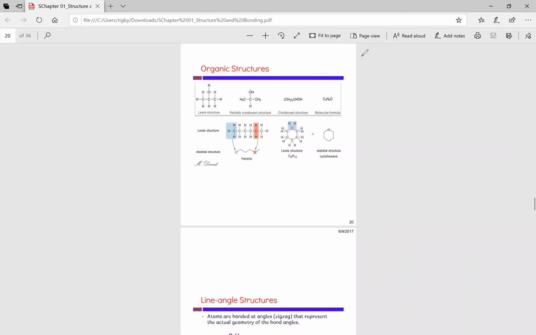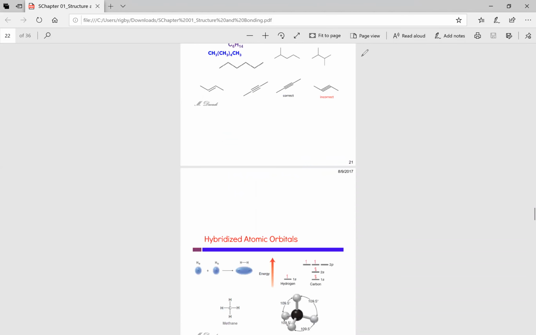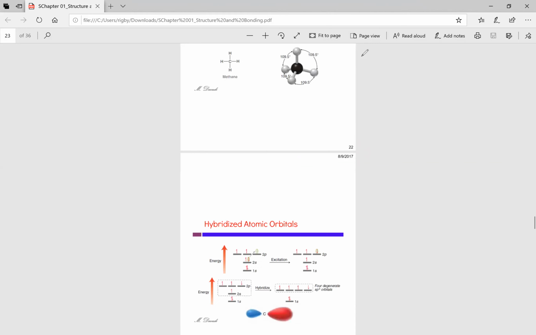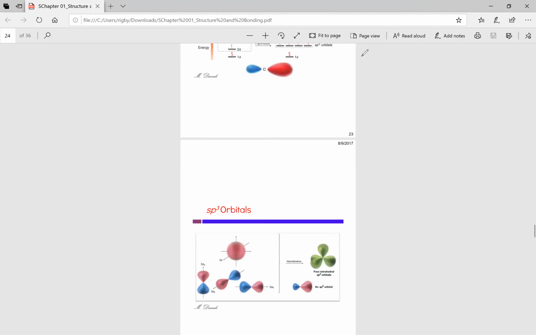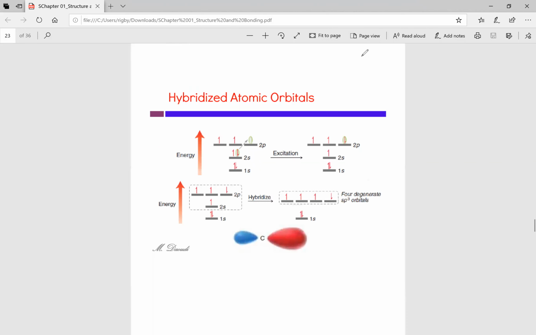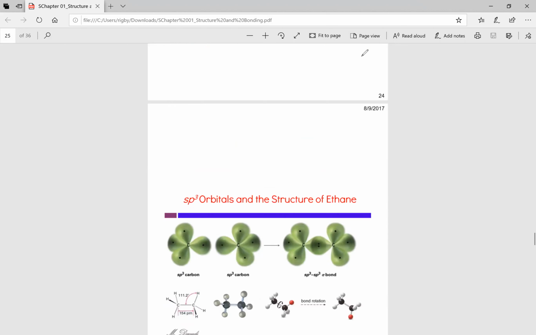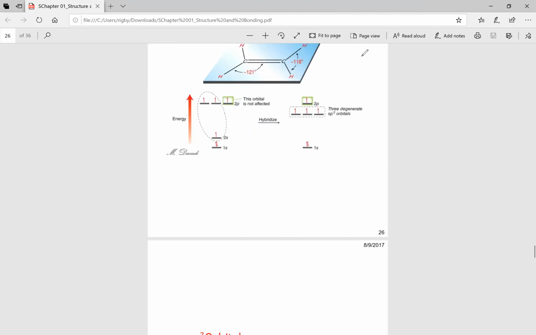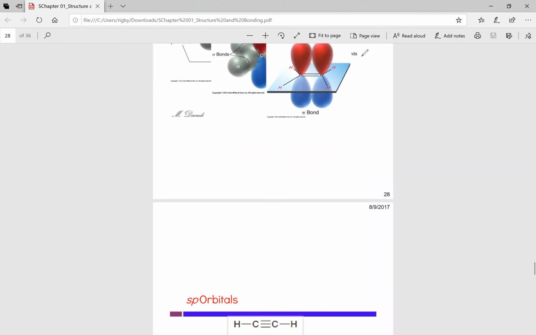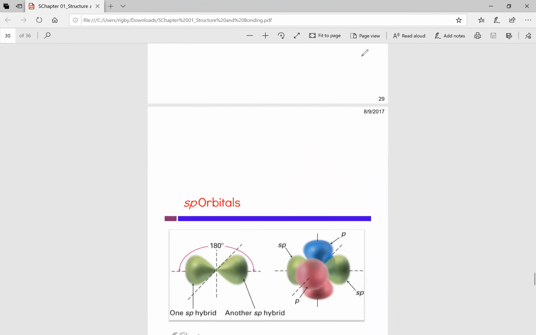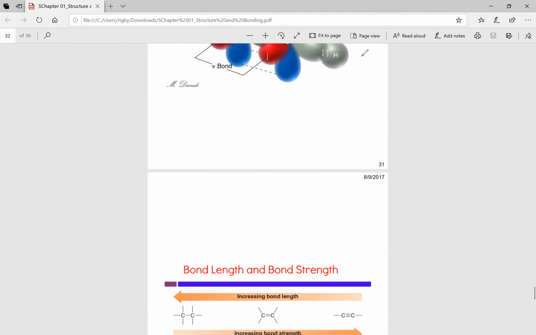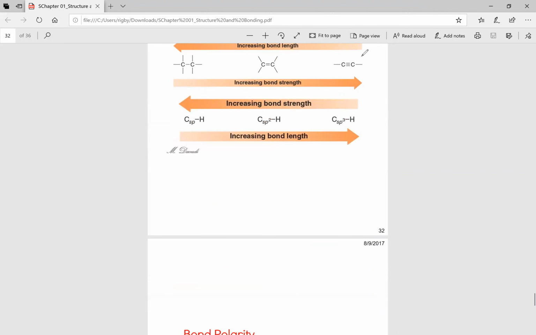Okay. So again, we're going on to talk about line angle structure and hybridized atomic orbitals. I'm just going to continue on. Oh, and this is sort of explaining why we do our hybridized atomic orbitals, but it's sort of the same explanation that I did, where sp3 has 4 electron groups, sp2 has 3, sp has 2. Okay? So yeah. I think that's about it for chapter 1, structure and bonding. If you have any questions, again, feel free to comment or send me a question.